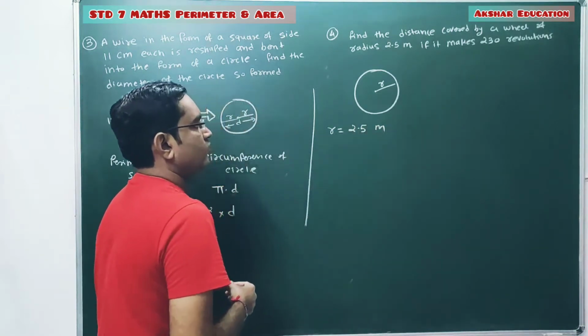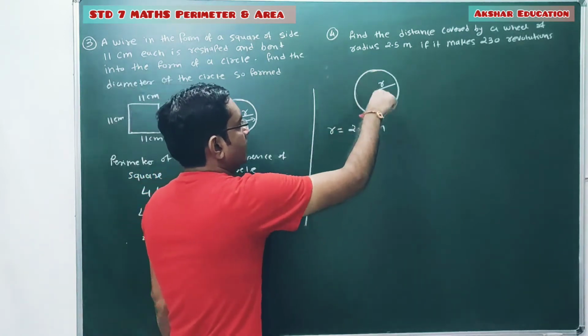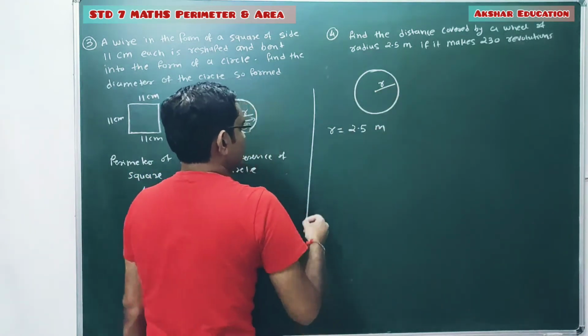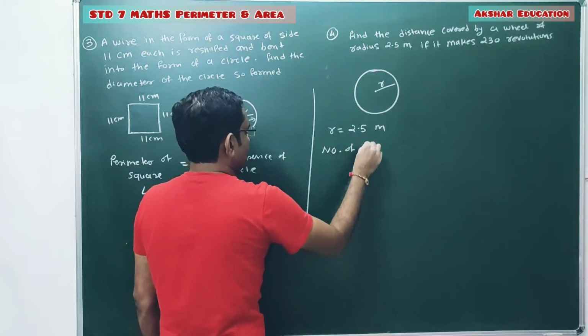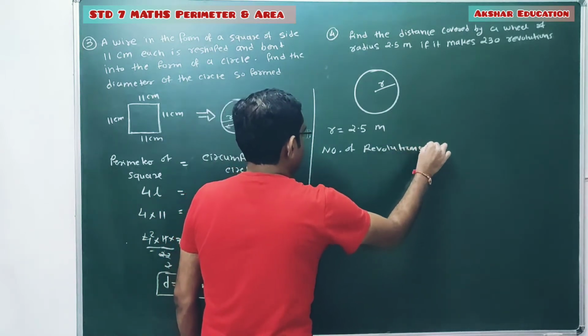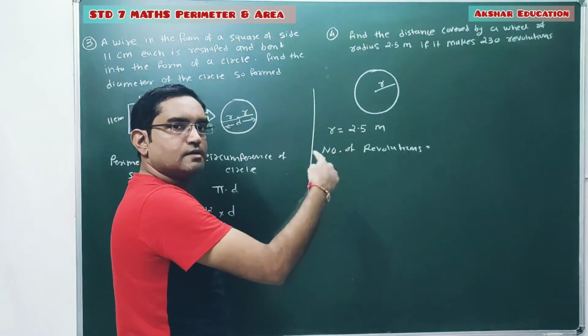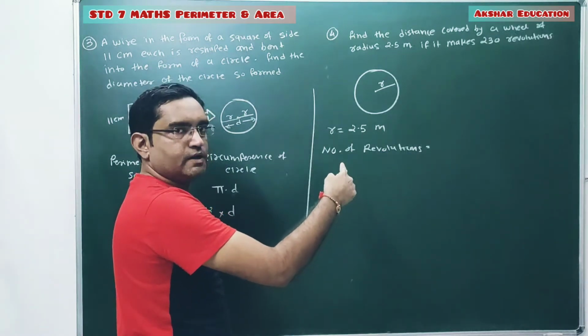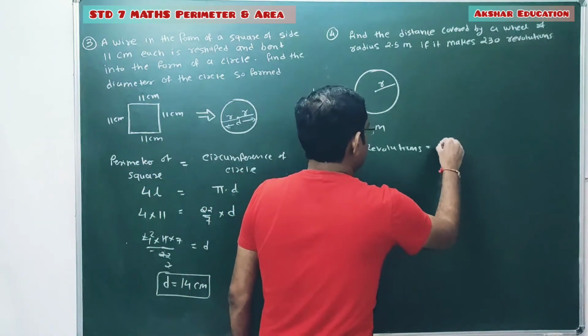This is the radius of the wheel. Find the total distance covered by this wheel in 230 revolutions. So the number of revolutions is given. What is a revolution? The tyre makes one turn, one round, that is one revolution. So the total number of revolutions is 230.